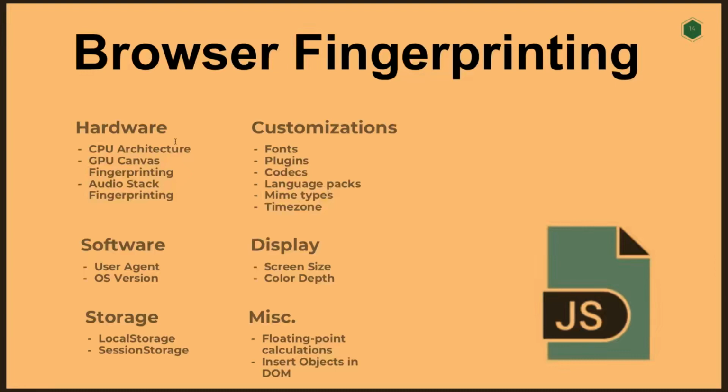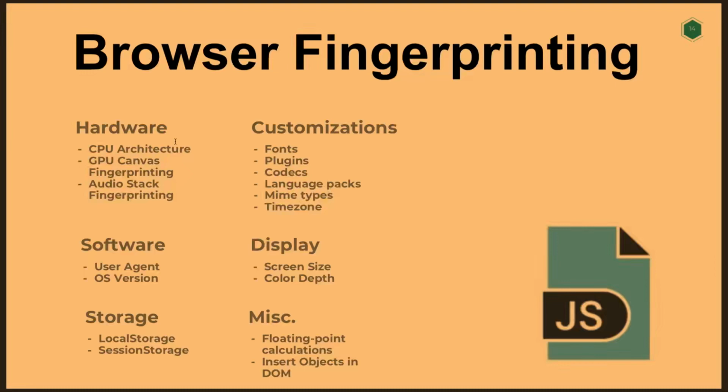Another interesting piece is the hardware information. Here you're trying to fingerprint the underlying hardware from JavaScript itself. The first piece is the CPU architecture. That's pretty straightforward. You want to ask, for example, how many cores are there in this processor.